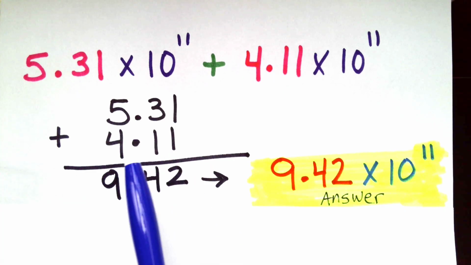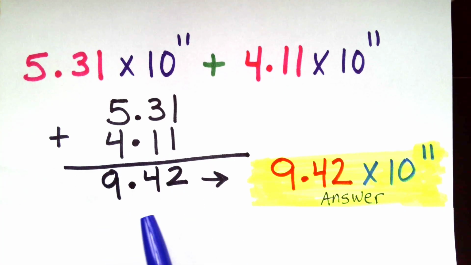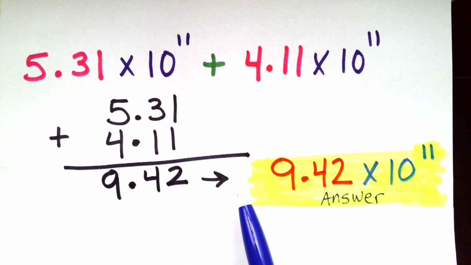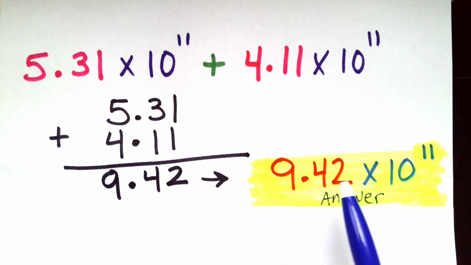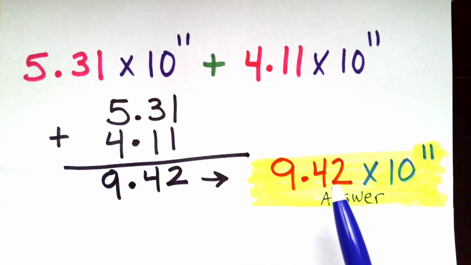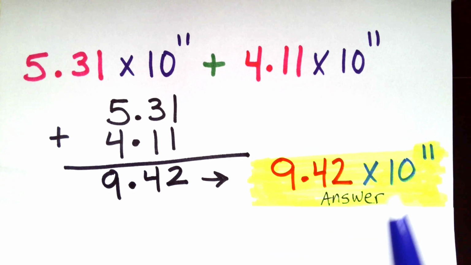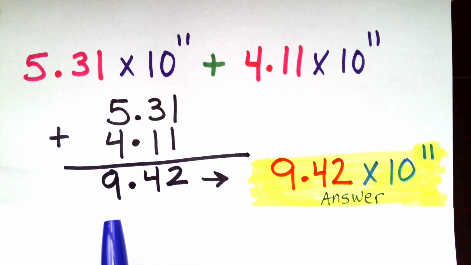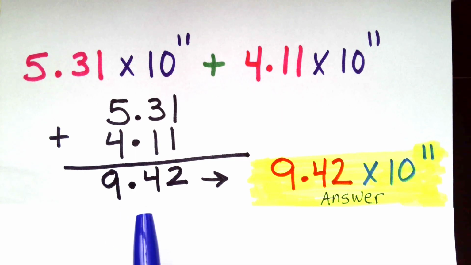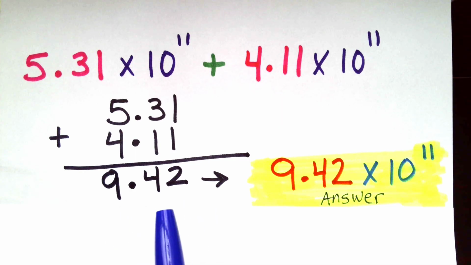Quick question, I didn't ask you this. Is this a number between 1.0 and 9.99? Yes, it is. So it fits the criteria. This is going to be your answer, 9.42 times 10 to the 11th power. It's very important. You want to make sure you ask yourself, does this fit that rule? A coefficient between 1.0 and 9.99. And if it doesn't, well, you're going to have to manipulate that decimal in your final answer.